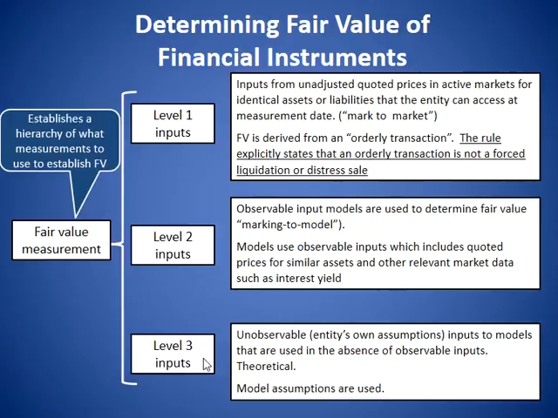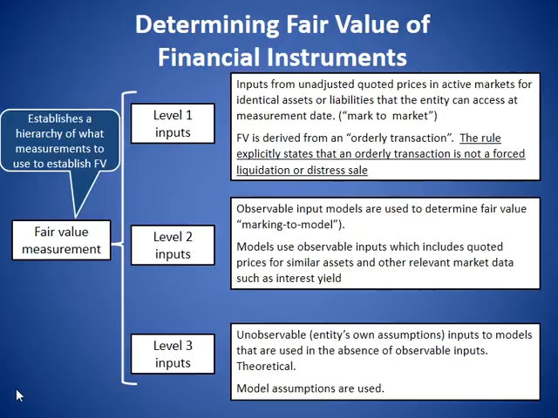Level 3 then is the least desirable of all the securities, and these are unobservable inputs to models that are used in the absence of observable inputs. In other words, the inputs are based upon the entity's own assumptions about what's going on with that particular security. So sometimes it's a little bit harder to determine the objectivity with these level 3 type of models.